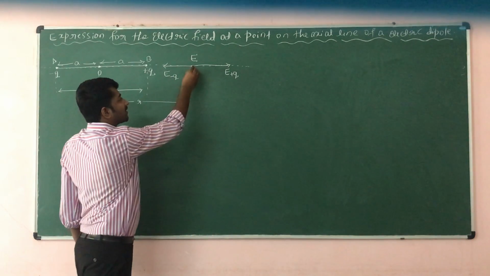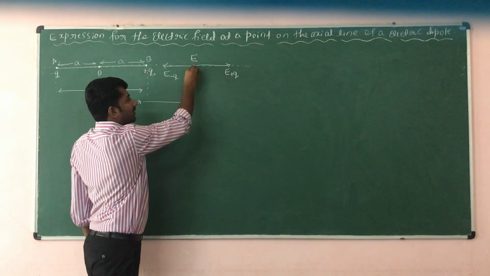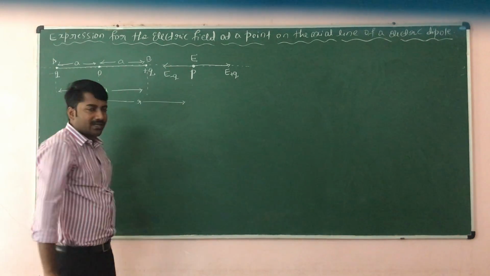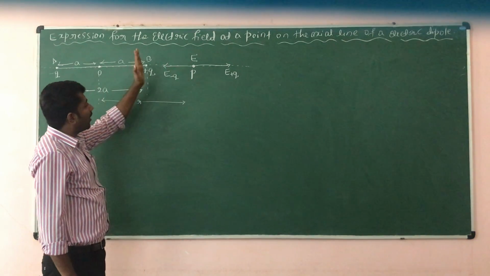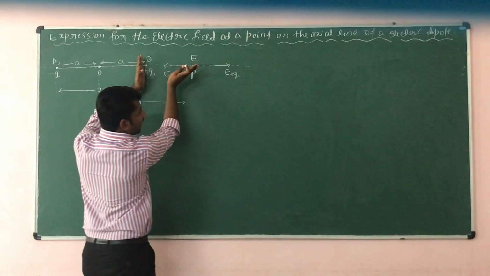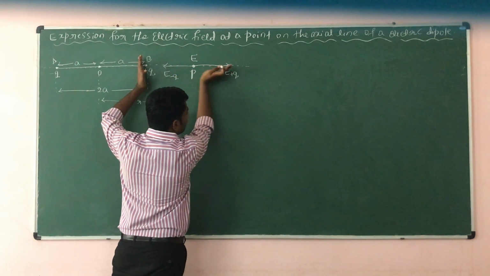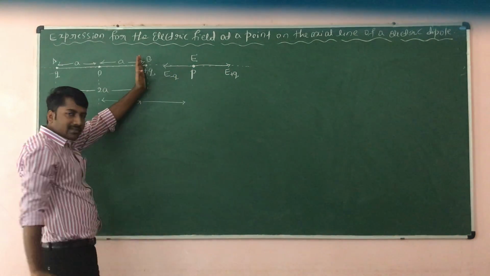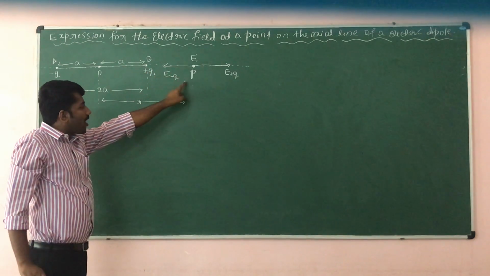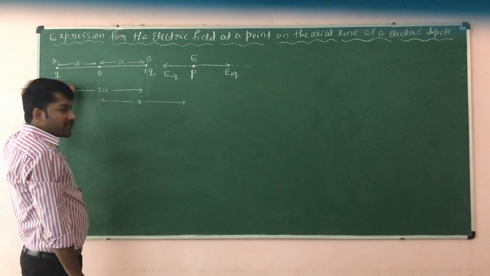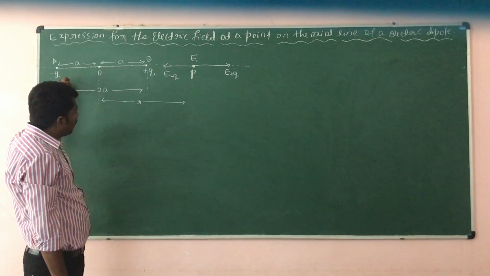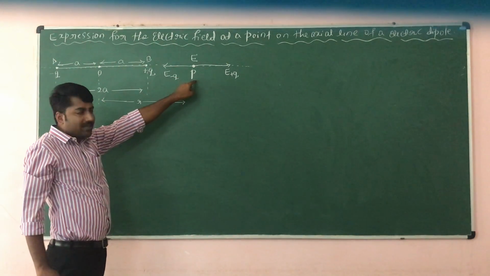Along the negative x direction. Remember this concept. Yeah, this is a very important concept. P is the point at which electric field is to be calculated due to the positive charge. That is the electric field due to the positive charge along the positive x direction. And P is the point at which electric field is to be calculated due to this negative charge.